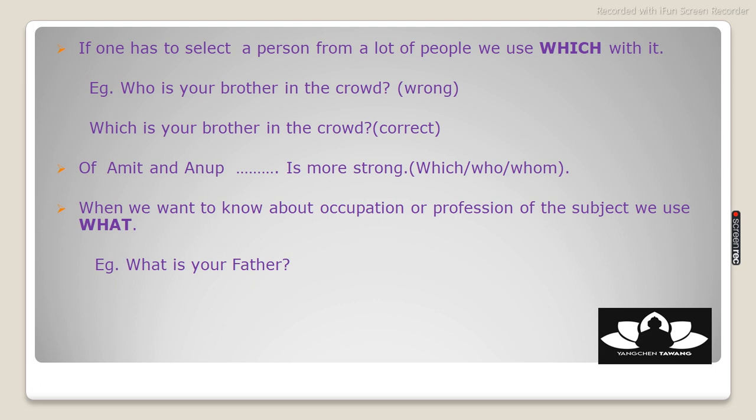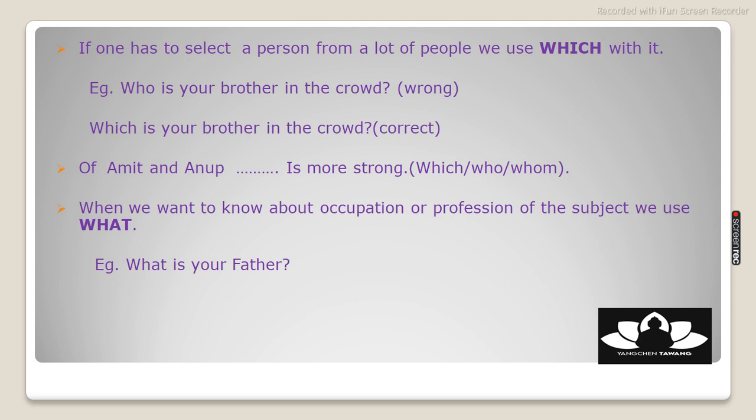Questions may come in a type like this: of Amit and Anup, dash is more strong. And you will be given three options: which, who, and whom. So here, as you will have to select one, the answer will be which. Of Amit and Anup, which is more strong? Because here you need to select only one among Amit and Anup.